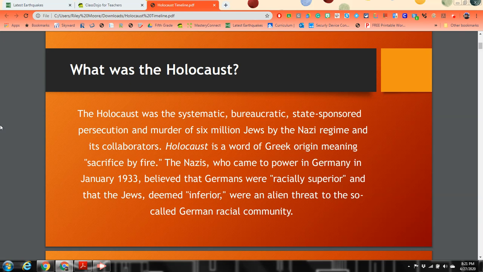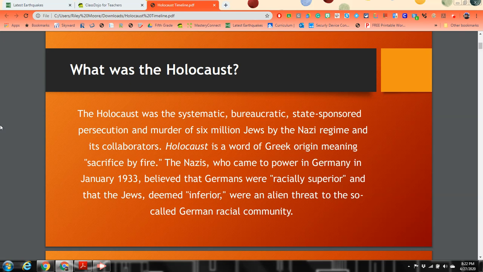So let's look. You have systematic, which means it was a system. They had methods to which they did everything. Bureaucratic means government. State sponsored, that would be the state of Germany or any other state that sponsored this. Persecution is to go after someone. Murder of not just Jewish people, but over 6 million Jews, 1 million of which were children, by the Nazi regime and its collaborators. The Holocaust is a word of Greek origin meaning sacrifice by fire.